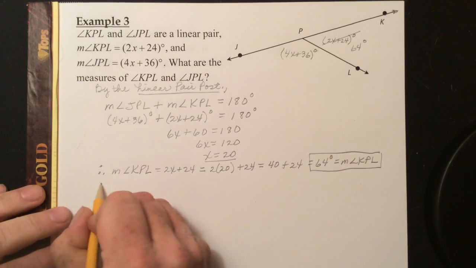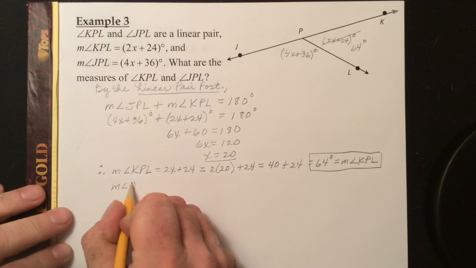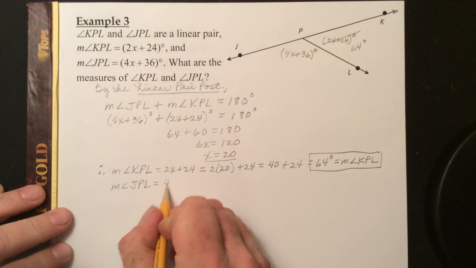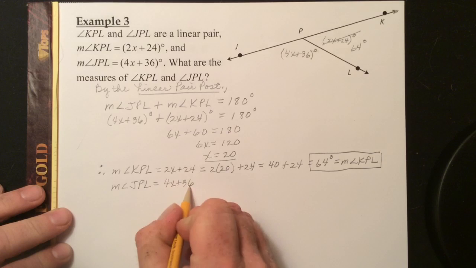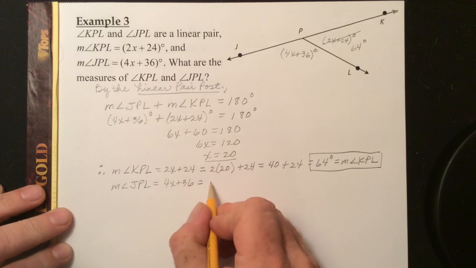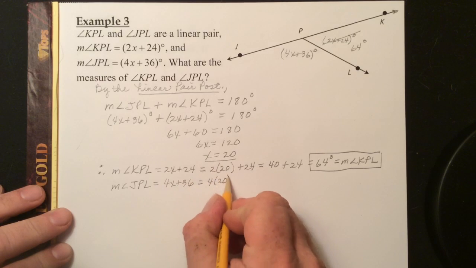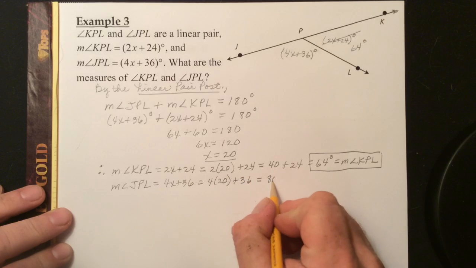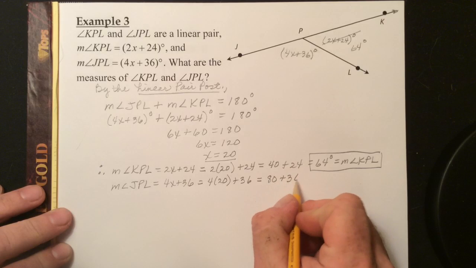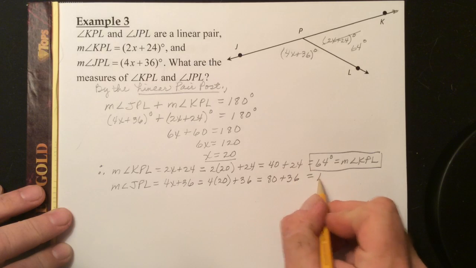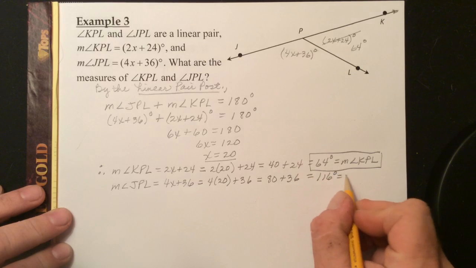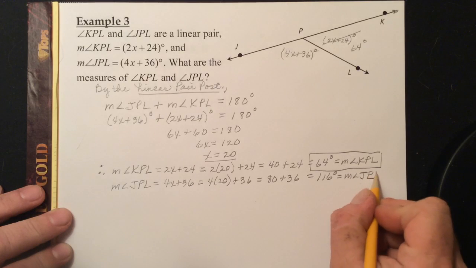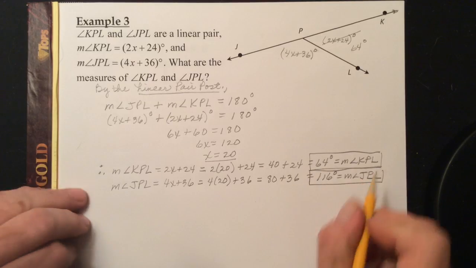Then for the measure of angle JPL, we were given 4x plus 36 degrees. Substituting in x equal 20, we get 4 times 20 plus 36, which is equal to 80 plus 36, which is equal to 116. So the measure of angle JPL is 116 degrees.